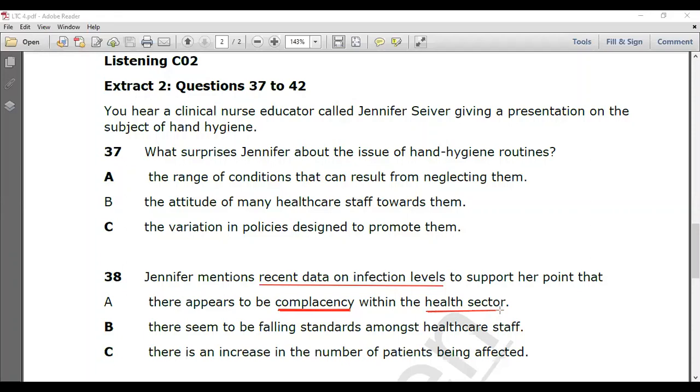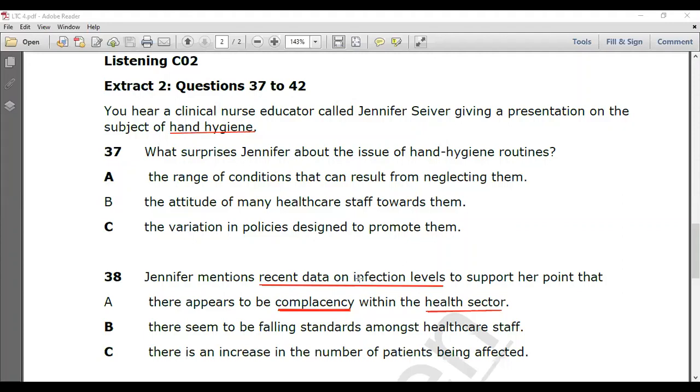Now here again, the main topic is hand hygiene. So when she talks about infection level, definitely it is not a separate point. She is going to establish the connection between hand hygiene and infection levels, right? And then what point is she trying to prove? Maybe she may go on to talk about how not following hand hygiene can be causing infections, and it is data.